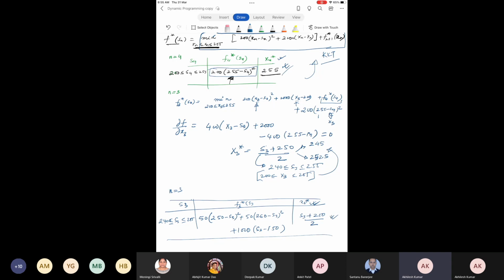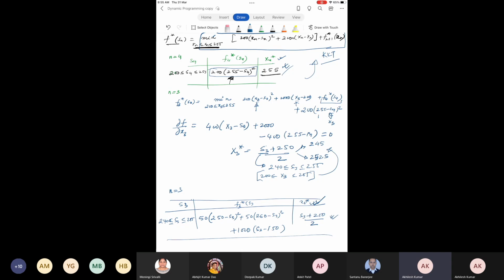What would be in the case of X2 star? S2. X1 star, S1? Not necessarily. We'll find an optimal value of X1 star. There will be a constant value. Once I know X1 star, I know my S2. Then I know my X2 star. When I know my X2 star, I know my S3, and then I will get my X3 star. So this is how this problem will flow.